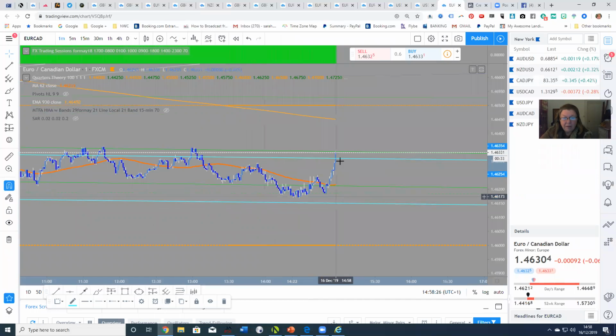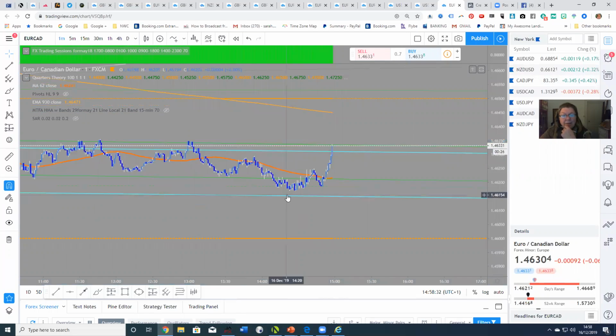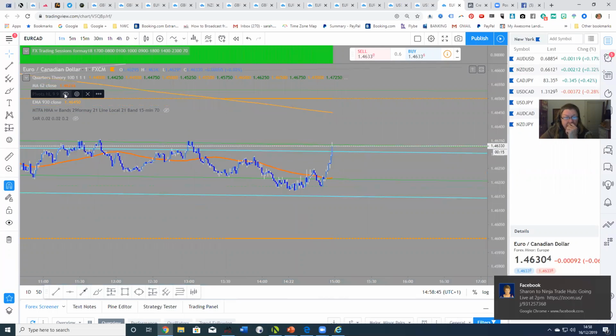EuroCAD has indeed gone up. This is on my 1-minute. So I had it marked there. I can't remember why now, because I was looking to see if it was going to break and go up, or is it going to reject and come back down. Let me put the pivots on. Pivots are showing a downward trend.